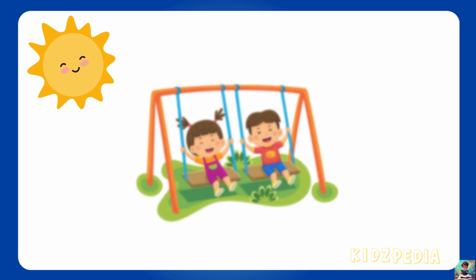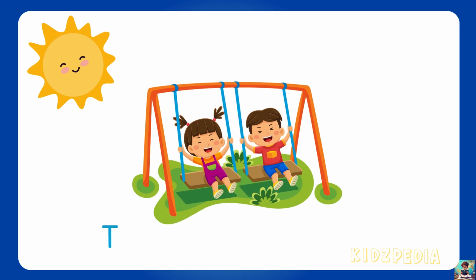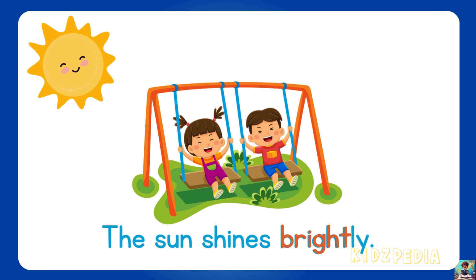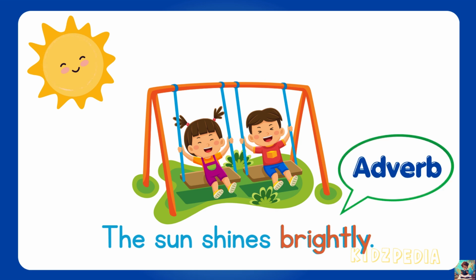For example, in the sentence, the sun shines brightly, the word brightly is an adverb. It tells us how the sun shines. It describes the action shines.